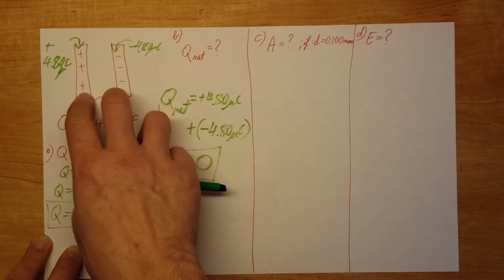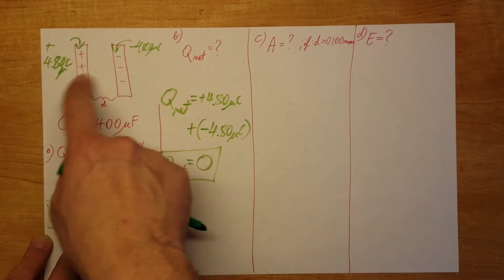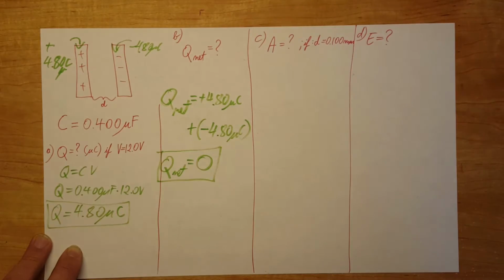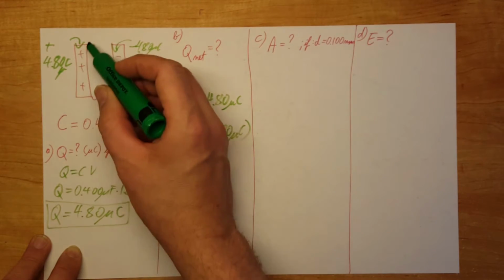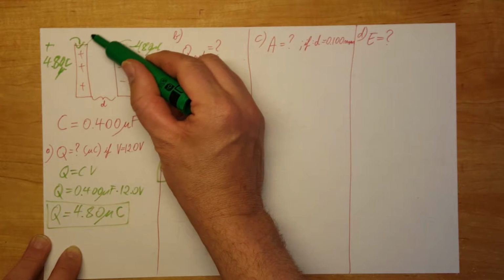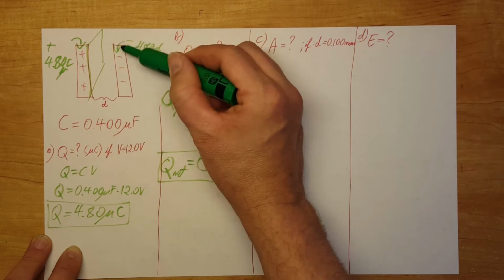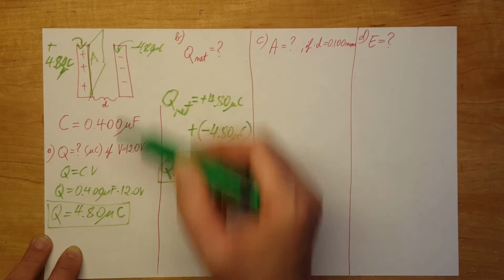And this will be always true for parallel plate capacitors. The charges on the two sides will be equal to each other, and the net charge will always be 0. The third part, we're gonna calculate the area. The area, let's say these are square like this one, and we are interested in this area right here.